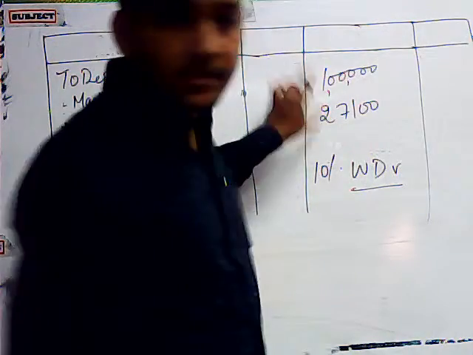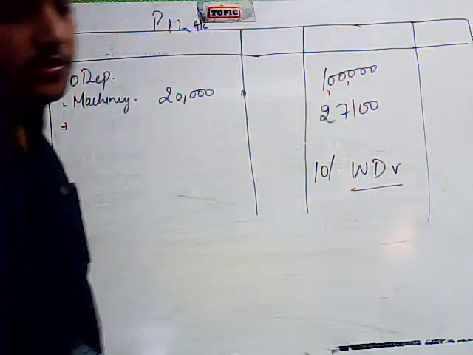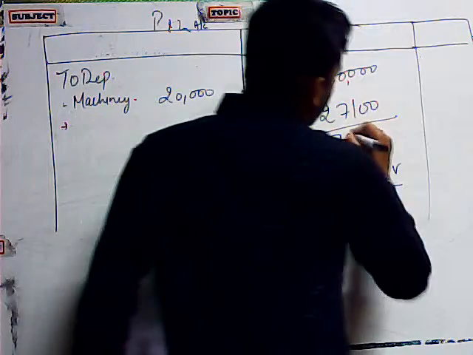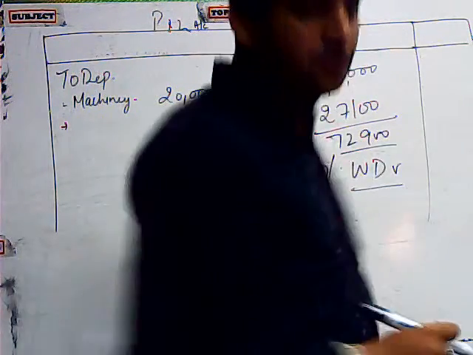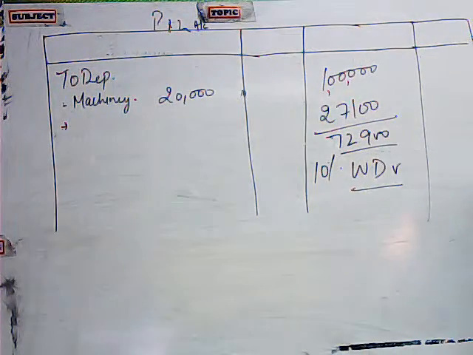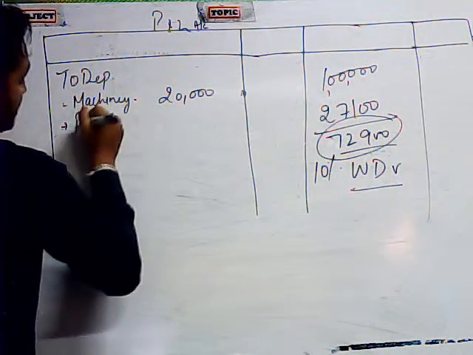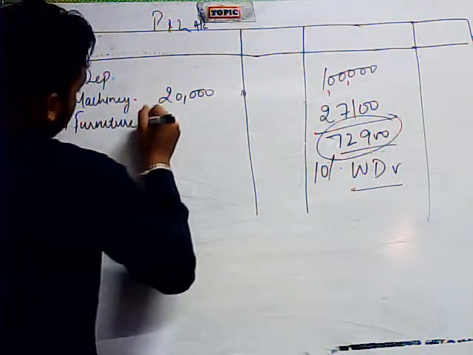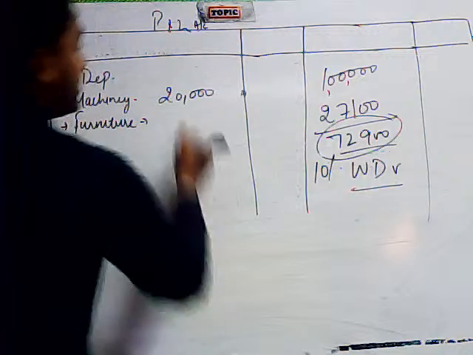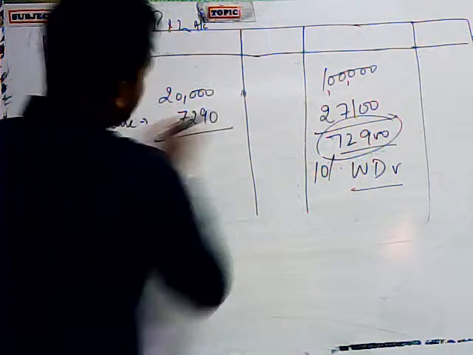So overall depreciation till now is 27,100. And what is the remaining value after that? 72,900. Yes or no? That is the remaining value. So now we have to charge depreciation on furniture: 10% of 72,900, that is 7,290. Clear?